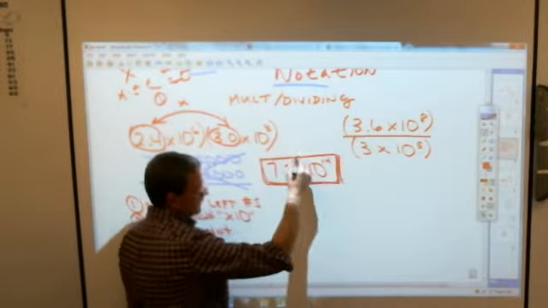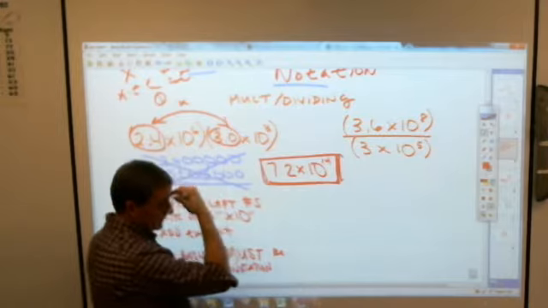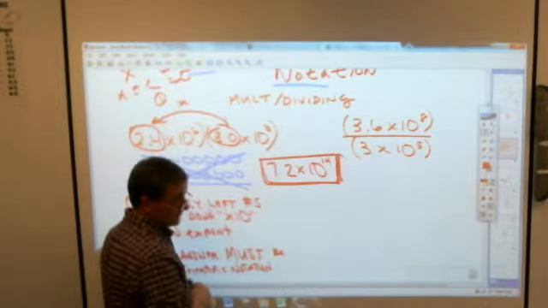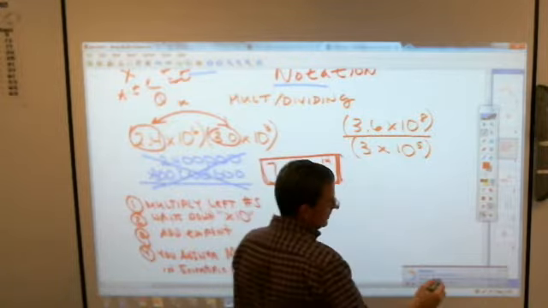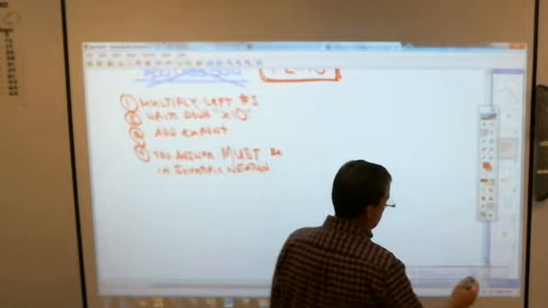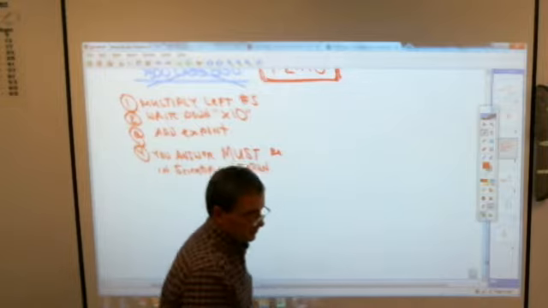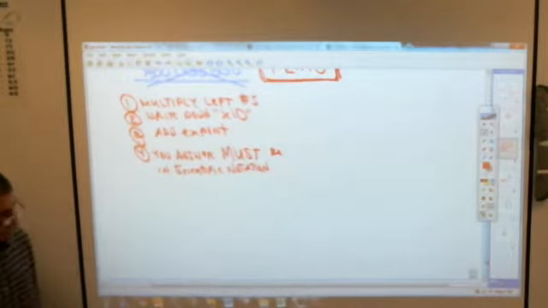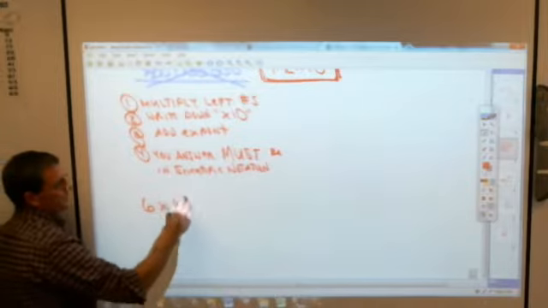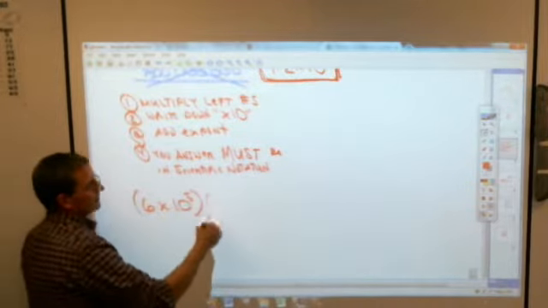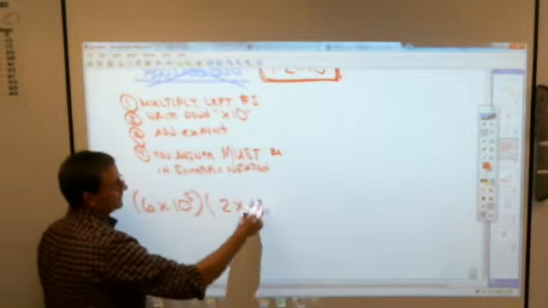Which should lead you to think there's going to be a time when it's not scientific notation and I'm going to have to change, right? Yes. Anybody? Yes. Thank you for that. Let's take a look. Before we go to division, let's do one that you're going to have to change. Take a look at this. What if I have 6 times 10 to the 5th power times 2 times 10 to the 9th power?